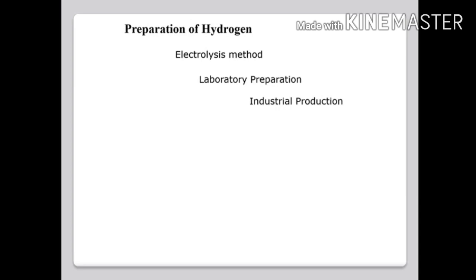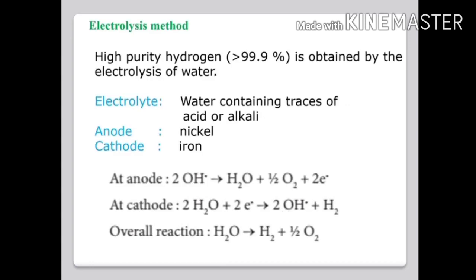Next, preparation of hydrogen. Hydrogen is prepared by the electrolysis method, by laboratory preparation, and by industrial production. The first method is the electrolysis method. High purity hydrogen, nearly 99.9%, is obtained by electrolysis of water.